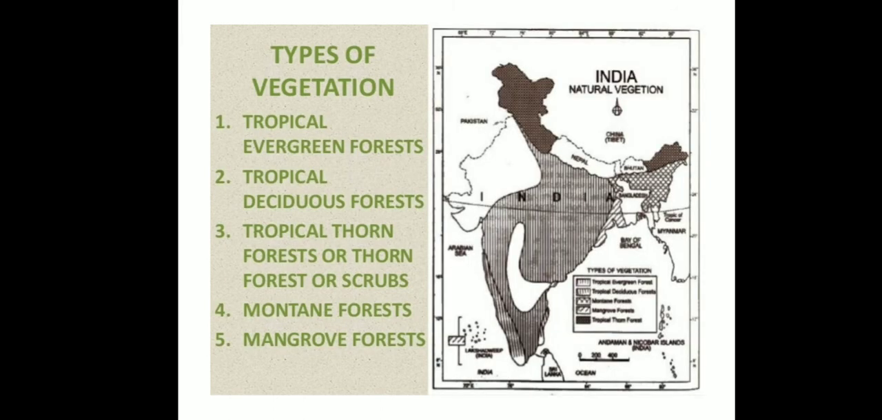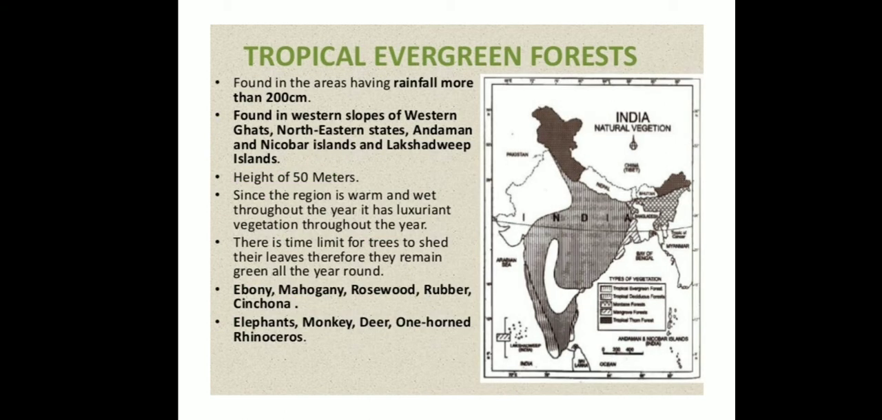Now see, we have a map of different types of natural vegetation: tropical evergreen forest, tropical deciduous forest, tropical thorn forest or scrub, mountain forest and mangrove forest. Now what is tropical evergreen forest?